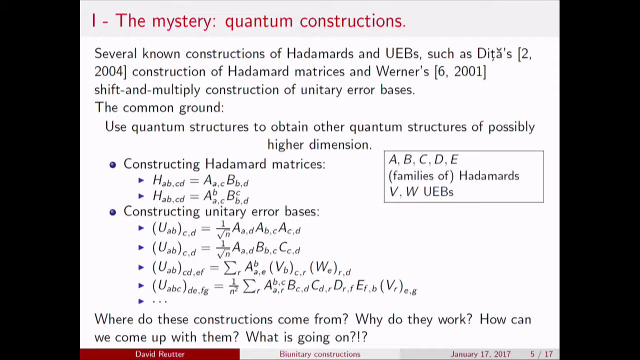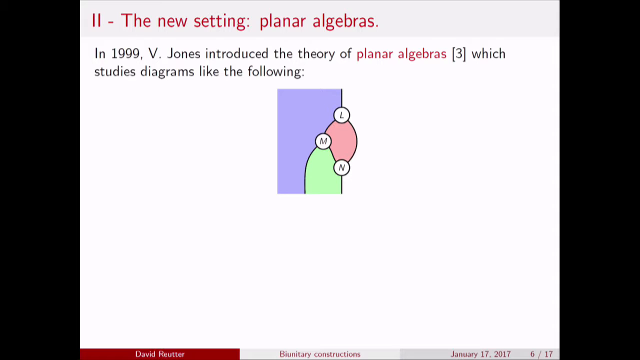How do these structures behave with respect to each other? And to understand this mystery, we have to go a step back and go into new territory to understand what's going on. And that leads me to part 2 of my talk. This part 2 is about a new setting, and this new setting is planar algebras. In 1999, Vaughan Jones, famous for his Jones polynomial, introduced the theory of planar algebras. And planar algebras, in a very rough sense, is about diagrams like the following. It's like nice, colorful diagrams.